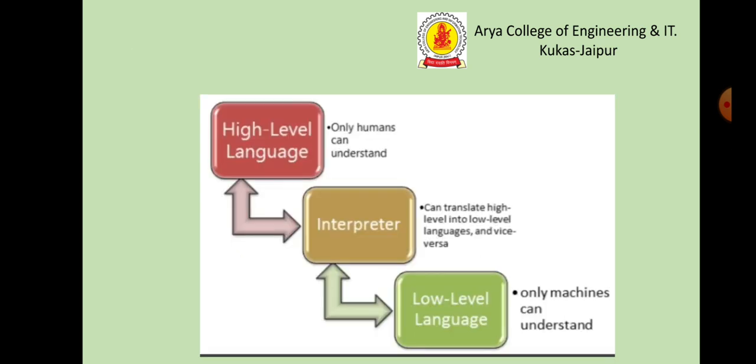High level language only humans can understand because it is written in simple English. Computer can't understand it. Whereas low level language only the machine can understand because it is in binary form. Interpreter is a tool that translates high level language into low level language.